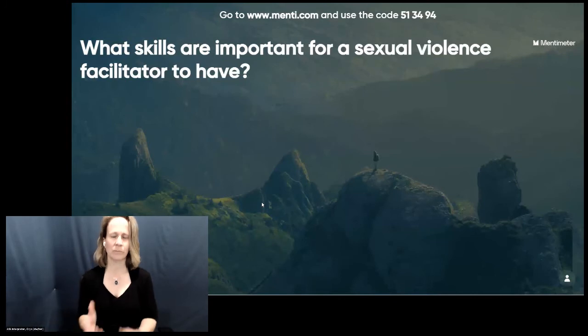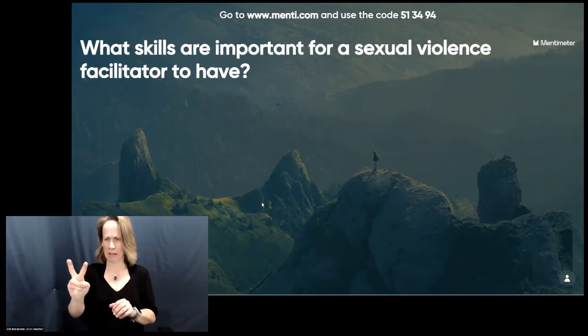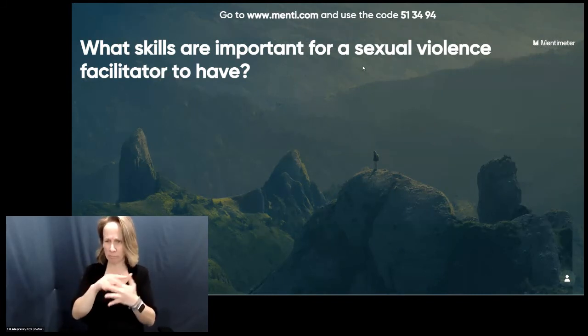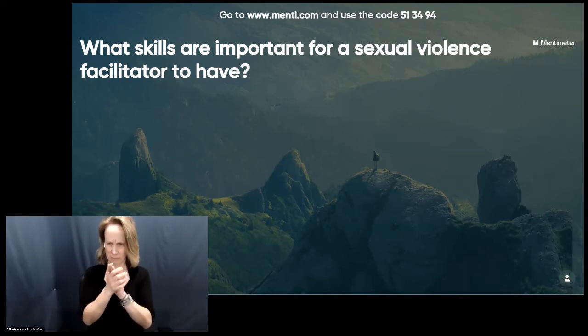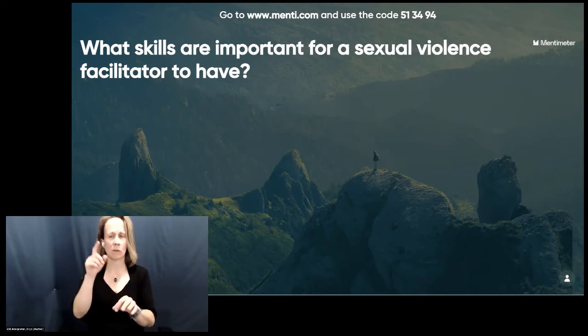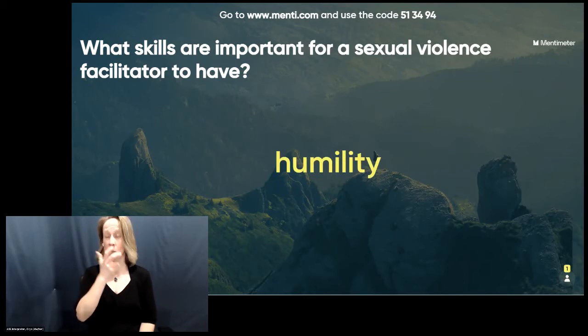What skills are important for a sexual violence support group facilitator to have? What skills are important for a sexual violence support group facilitator to have? Ooh, humility. I didn't even think about that one.